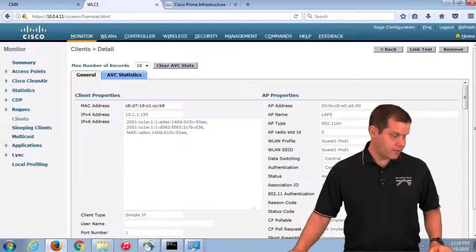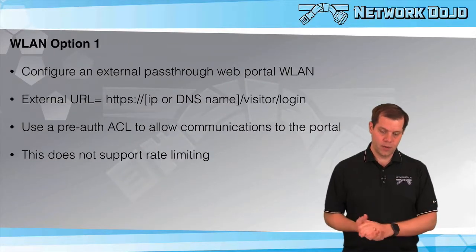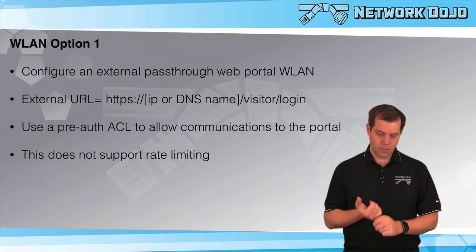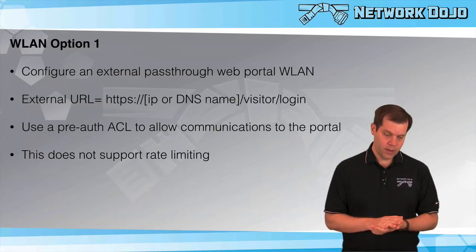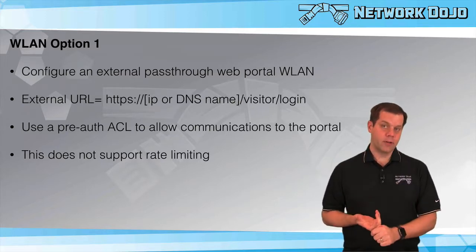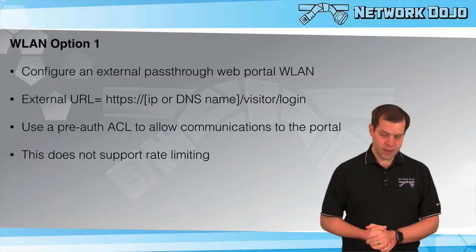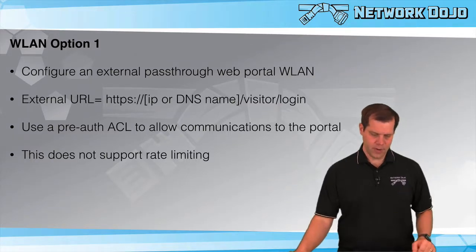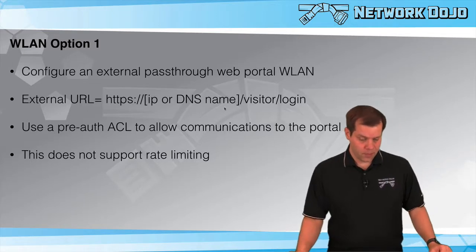So again, I mentioned there's two different ways to configure the SSID, and let's talk about those. The first one that we do, we would configure an external pass-through web portal on the WLAN. So we'd set layer 2 to be open or none. We'd set layer 3 to be pass-through, and we would use an external URL for this, and the URL would point to the CMX server. We would give it the URL, and we'll show you where to look that up. But this is the general format of it: HTTPS IP or DNS name /visitor/login.